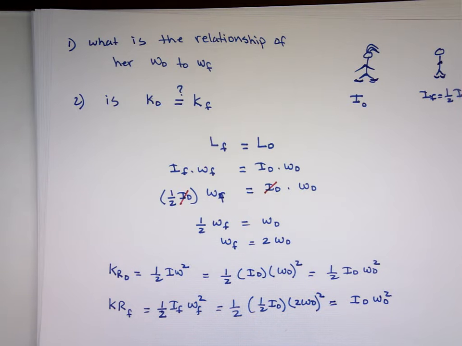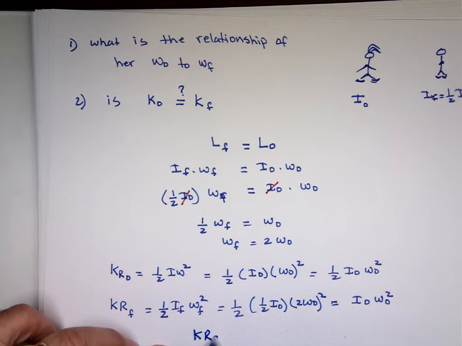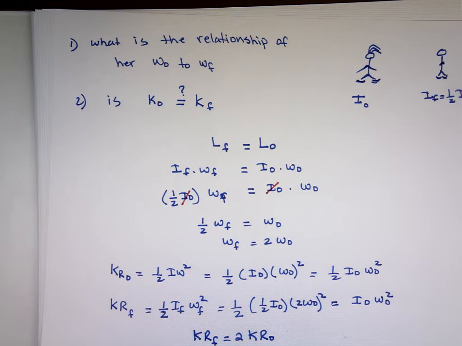If you look at that number, isn't that twice the initial one? This is half of this, which means this is twice of that. So the final kinetic energy is twice the initial kinetic energy. You have more kinetic energy.